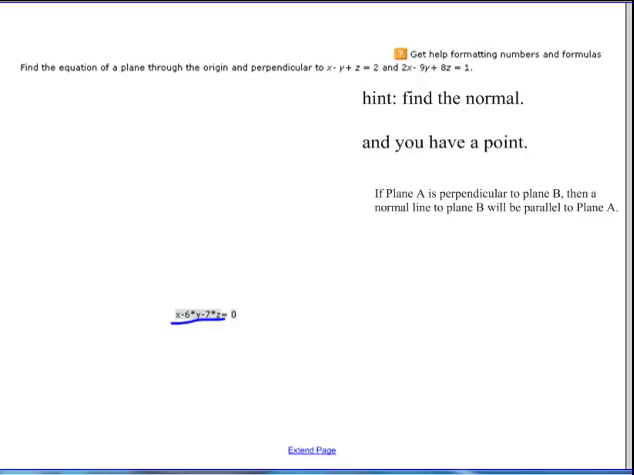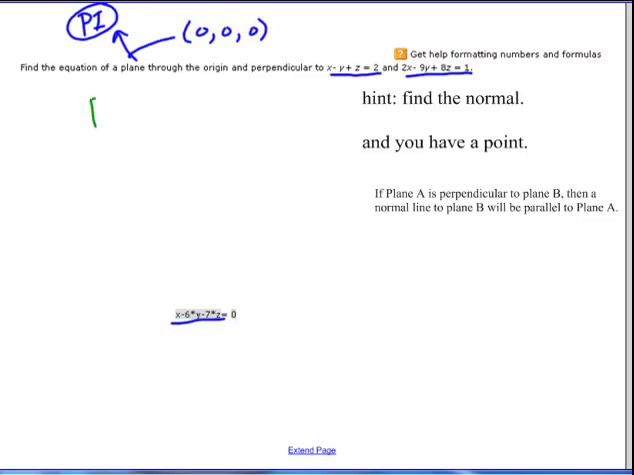So going through the origin, we know that our plane contains the point 0, 0, 0. So find an equation for the plane through the origin perpendicular to this plane and perpendicular to this plane. Well, let's call this plane 1, just to name it.